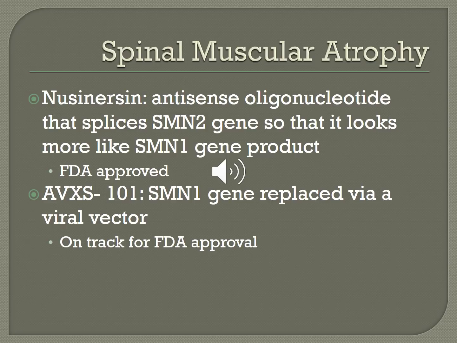So Avexis 101 is actually a very, very exciting drug because it is replacing the SMN1 gene with a viral vector. So we can replace the faulty SMN1 gene. And so the patients who actually receive this in the clinical trials, they almost look normal. Some of these kids actually look normal because they got the medication before the onset of the disease. So very, very exciting time to be in neurology, right?